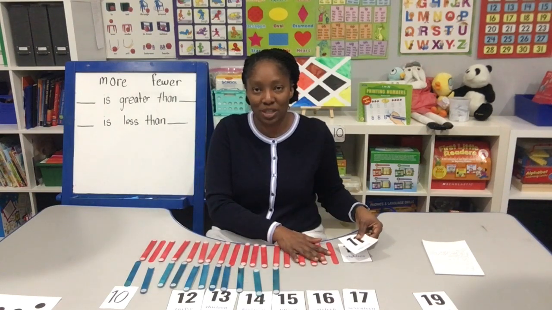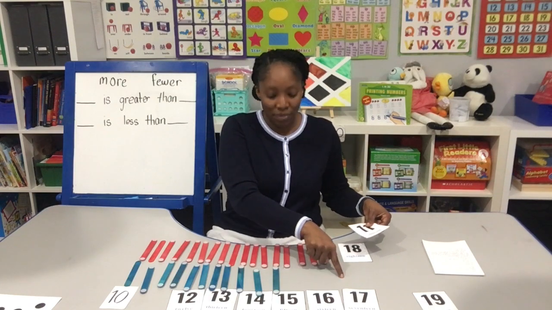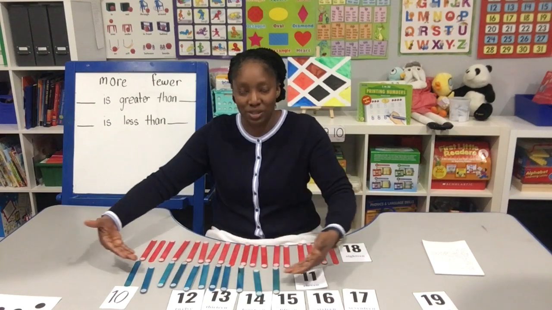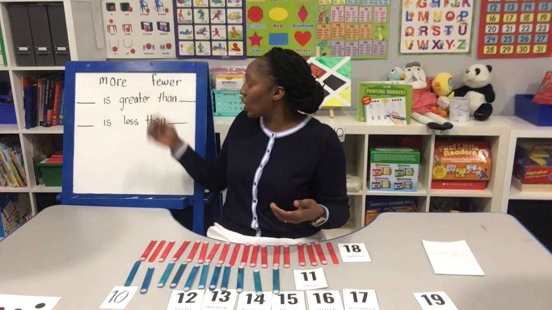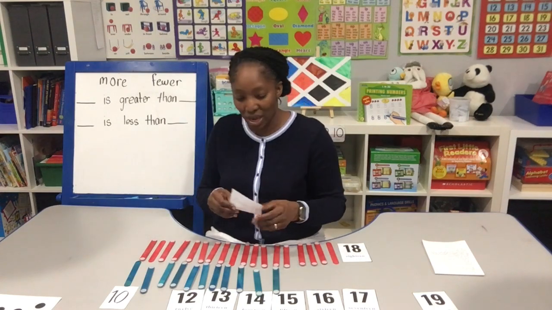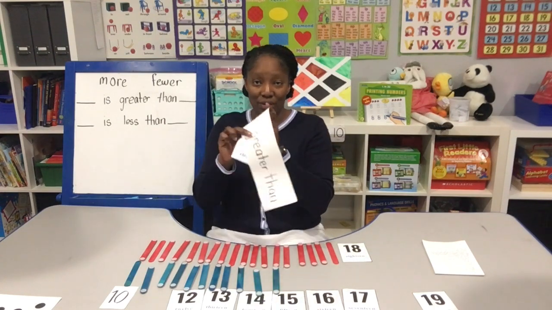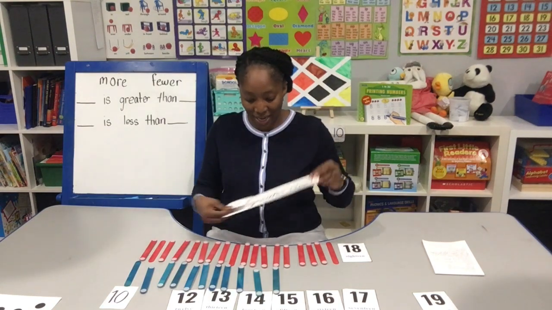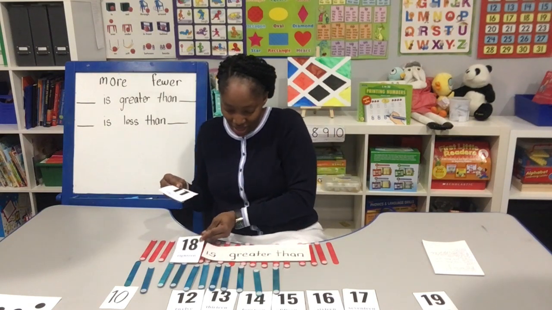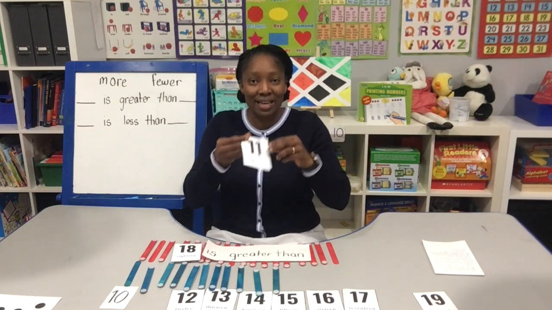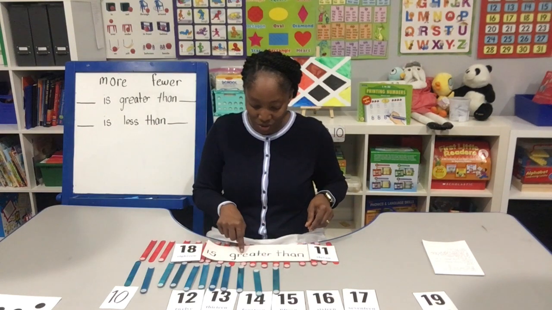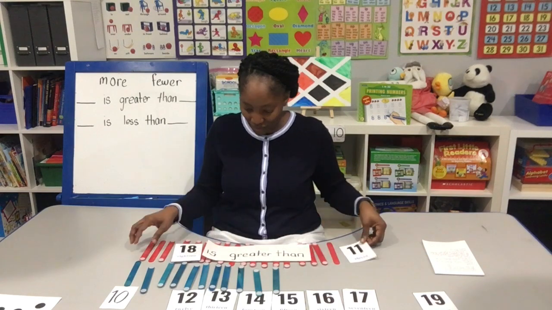Notice how these red popsicle sticks don't have a partner? That tells me that these popsicle sticks are more and these popsicle sticks are fewer, or what we call less. They're less. So let's take those two numbers and we're going to put them on my little card. So if I place it right here, I can say 18 is greater than 11.